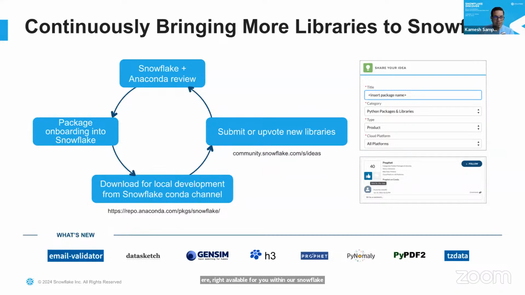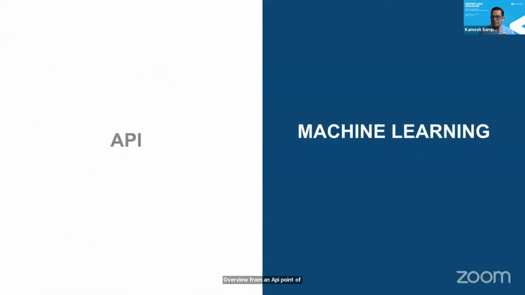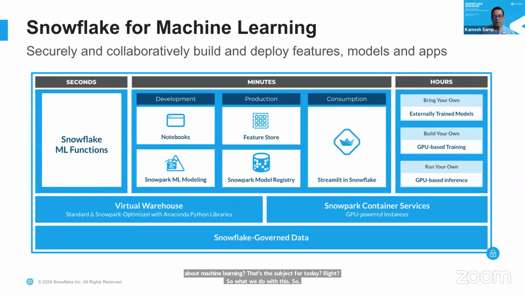Okay, so this gives you an overview from an API point of view. And then what about machine learning? That's the subject for today. So in the Snowflake world, we categorize our machine learning, LLM, and Gen AI into three different buckets. We classify them based on seconds, minutes, and hours. So what does that mean exactly?